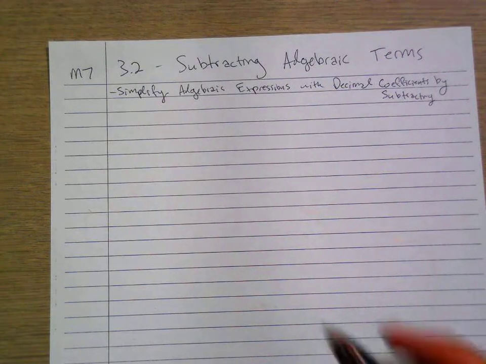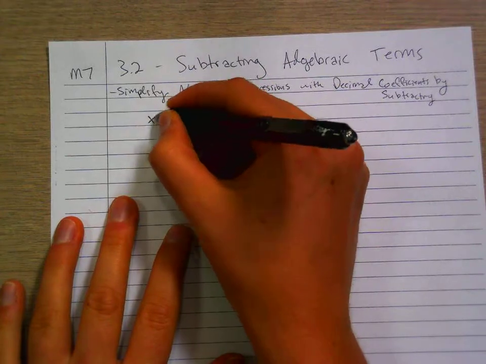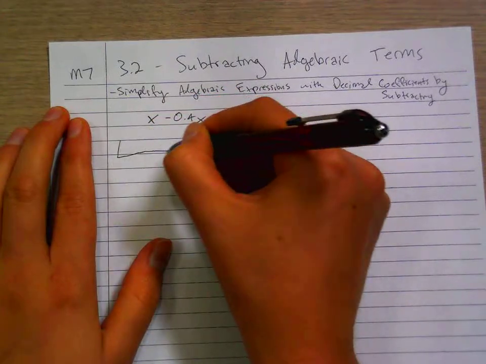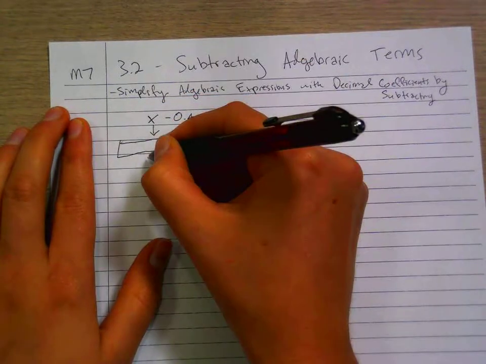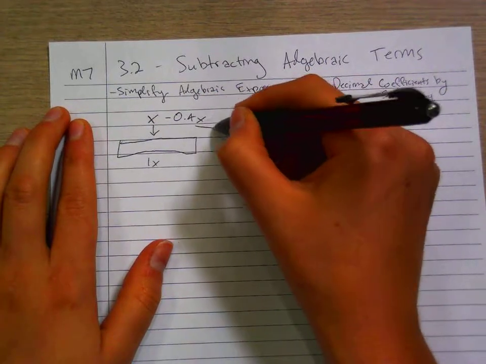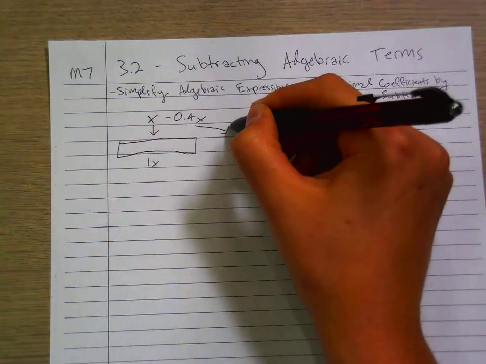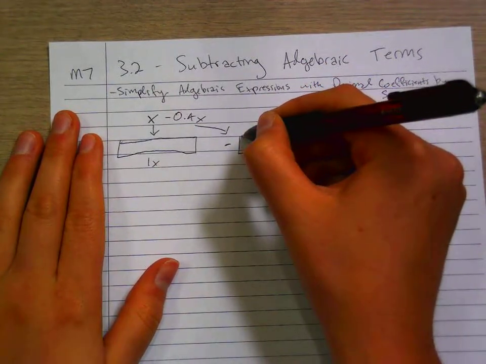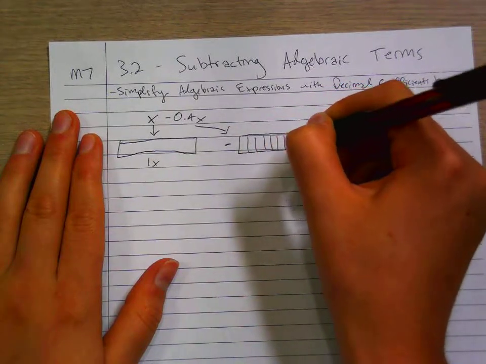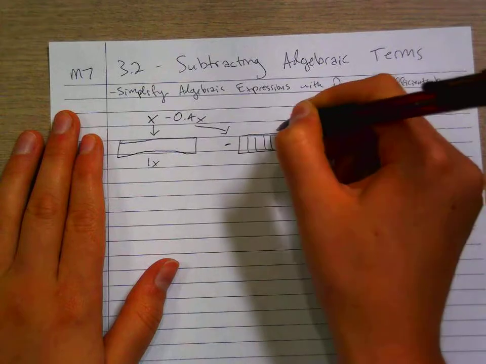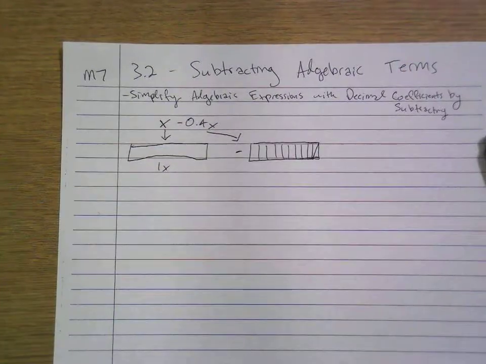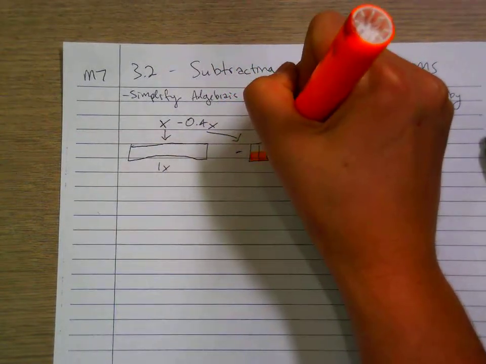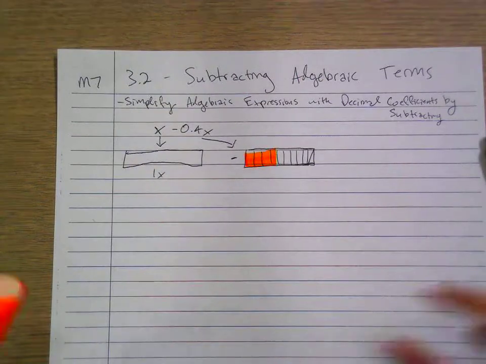So let's say we want to do x minus 0.4x. Here we know that this x represents this bar, and basically that's like saying we have 1x, that whole thing. This is going to represent a negative portion of this x, which is going to be 1, 2, 3, 4, 5, 6, 7, 8, 9, 10. There's 10 sections here. To represent negative, I'm going to color that orange. So we have 4 sections here that are negative. Here we have the whole thing that is positive.